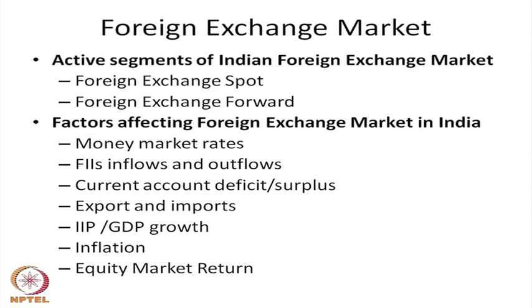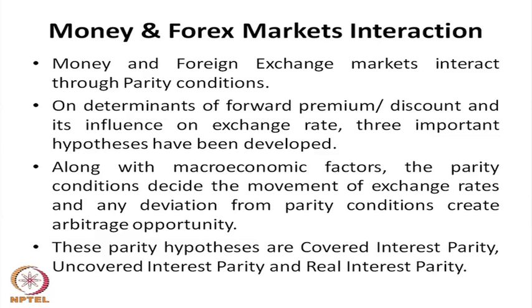When you discuss the money market and forex market interaction process, we should understand that the buyers and sellers in both markets are almost the same, since the buyers and sellers in the money market also have exposure in the forex market and vice versa. Since the participants in both markets are the same, they take positions in each other's market to take arbitrage opportunities. So, why does the arbitrage opportunity occur? It is because of the parity condition. So, the money and foreign exchange markets interact through the parity condition.